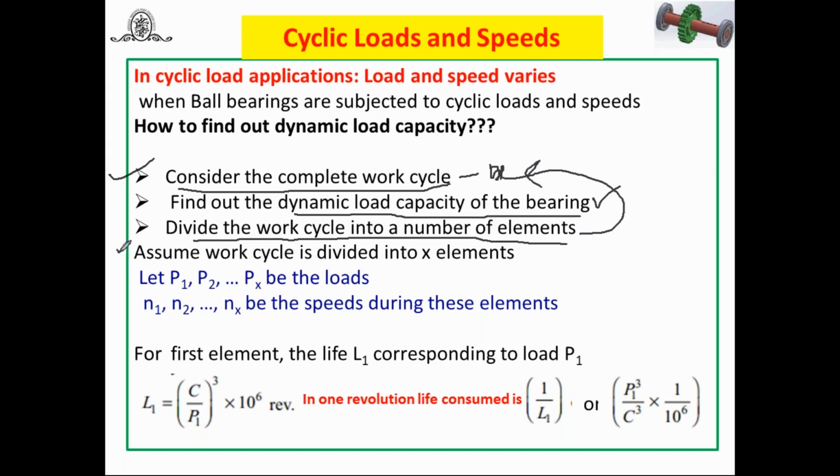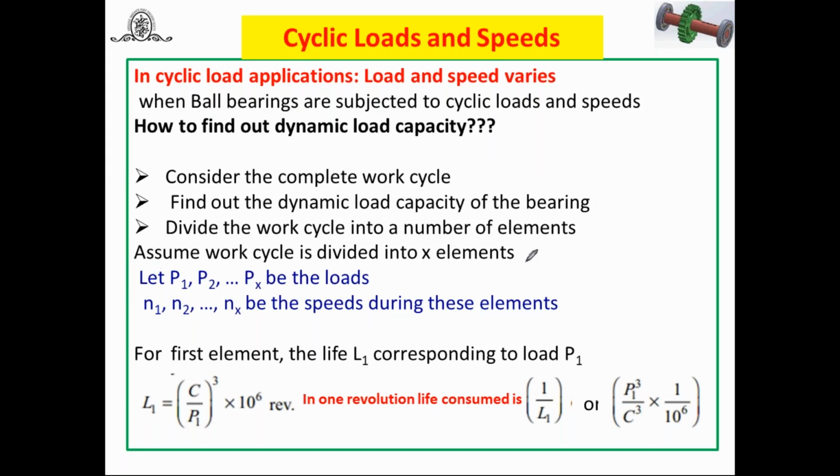Now suppose the work cycle is divided into X elements. Take P1, P2, up to Px as the loads acting for the different elements, suppose n number of elements. Then N1, N2, up to Nx are the speeds during these elements: N1 is the speed when P1 is acting, N2 when P2 is acting, Nx when Px is acting on it. In this way you can do the analysis. We have considered X elements, with loads P1, P2 during those elements, and speeds N1, N2.